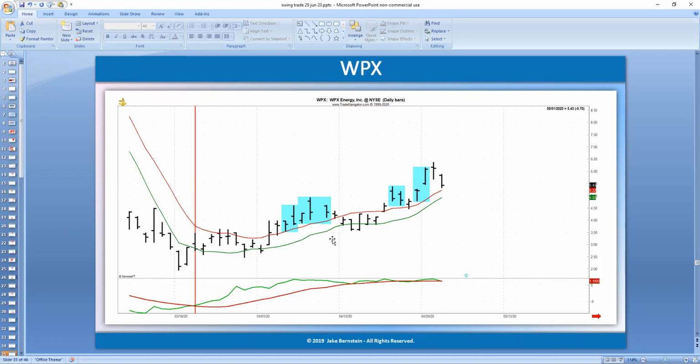So there it is. Buy setup, buy trigger, and here, 1, 2, 3, 4, 5 days in a row, you get an opportunity to establish the position.